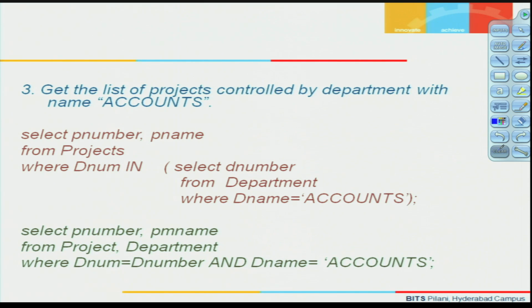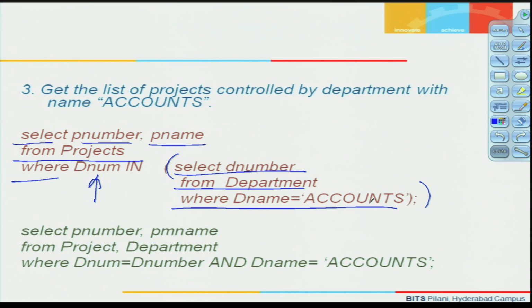Then, get the list of projects controlled by the department with name accounts. I can answer this in 2 ways. Select P number and P name from projects where dnum, which is a foreign key in the project table that refers to the D number in the department table, where dnum in, and I have written a nested query. Is this nested query a correlated nested query? No, it is not, because I am not referring to any attribute which is part of the outer query relation. That is why one-time evaluation is sufficient.